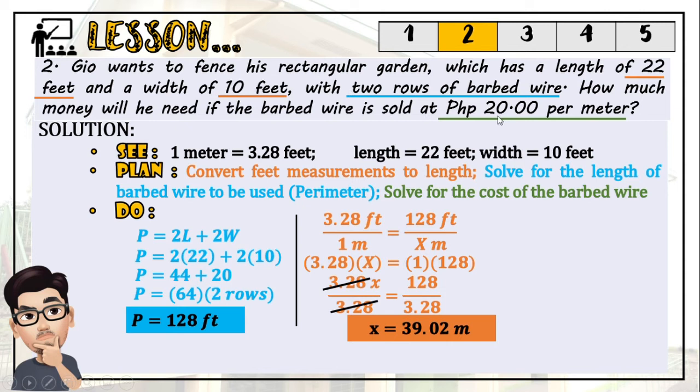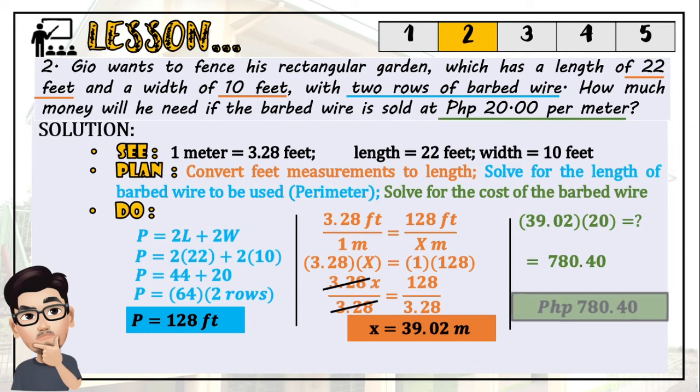Now how much will it be? Okay, so last step will be to solve for the cost of the barbed wire. Now we will have 39.02 times 20, because 39.02 is already in meters. We can now multiply it by the cost of the barbed wire. Okay? So 39.02 times 20, we will have 780.40 pesos.